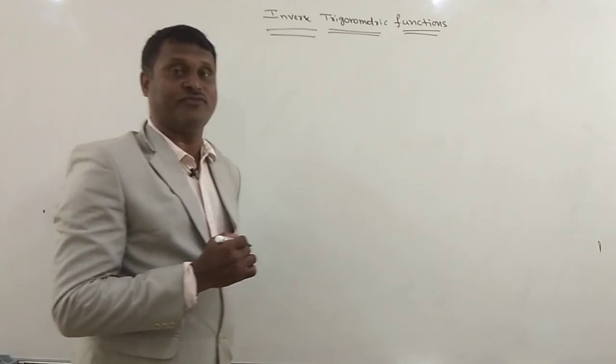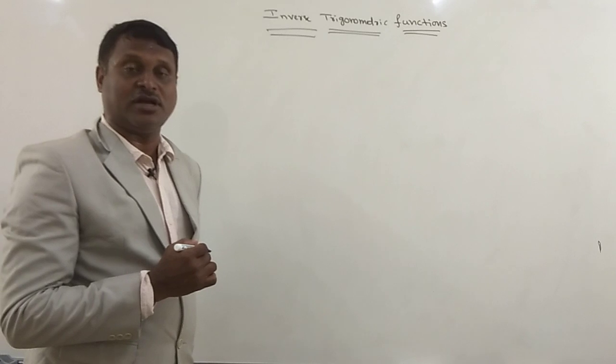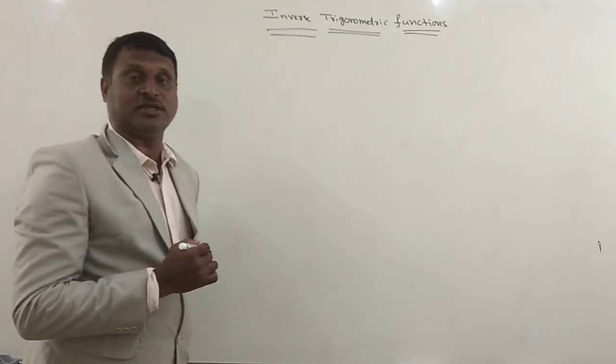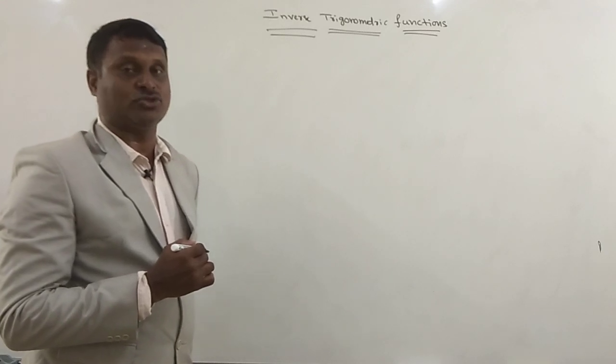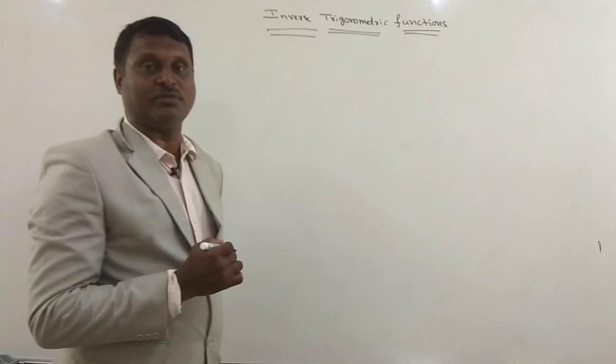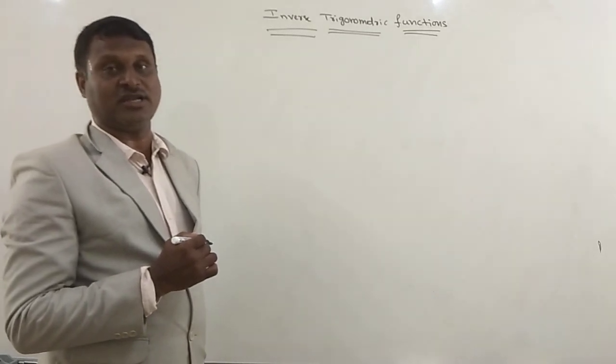Cos 2 theta has four formulas. One is cos square theta minus sin square theta. Another one is 2 cos square theta minus 1. One more is 1 minus 2 sin square theta. Another one is 1 minus tan square theta by 1 plus tan square theta. We have done this last class.